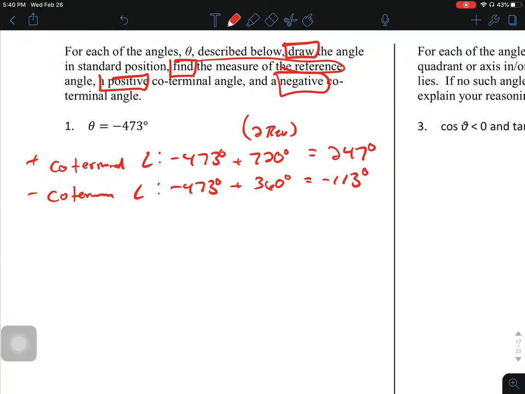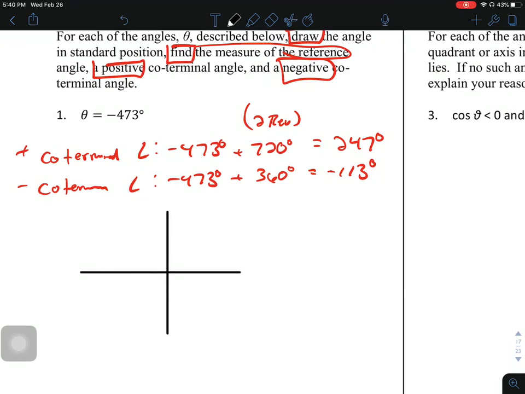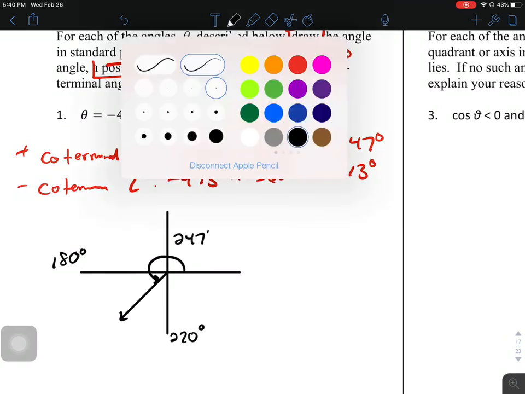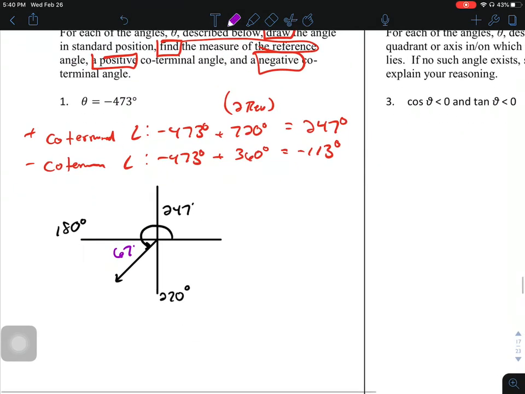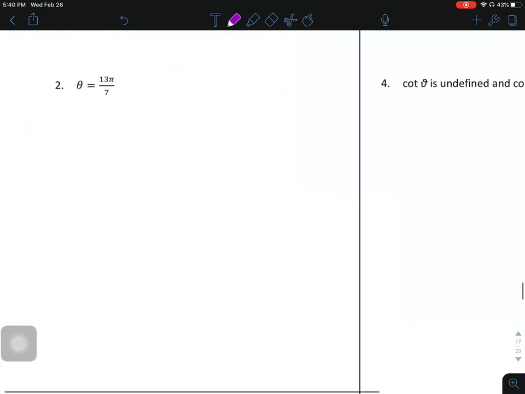Let's draw the angle. 247 degrees is going to fall in quadrant 3. 247 degrees is going to be 67 degrees past 180. So the reference angle, which we're going to call theta prime, is 67 degrees. Boom.